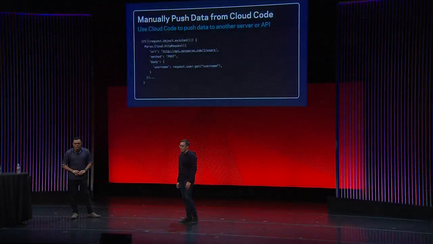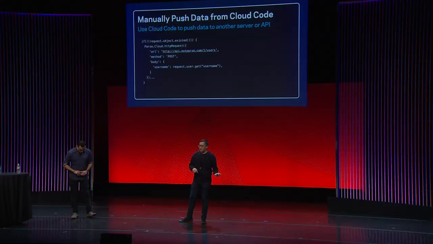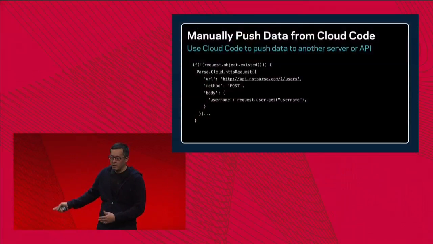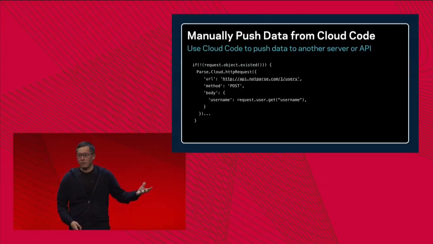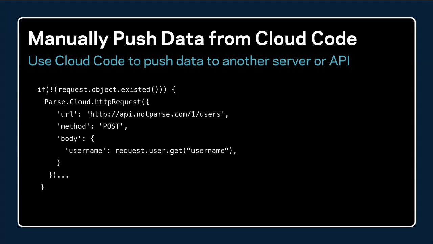Moving on, you can also push data from Parse to either your own API endpoint on another server or to another service somewhere that you might be consuming at a different point in your app. It's pretty straightforward within a Cloud Code function, after save, before save, anything that makes sense for your application. Just create an HTTP request and post your data.